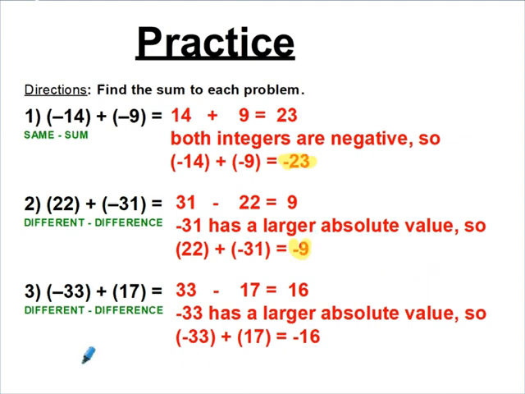And then the last question, different signs again, so we subtract, find the difference. 33 minus 17 is 16. Negative 33 has a larger absolute value than positive 17, so we use the sign that goes with that number, negative, and the answer would be negative 16.